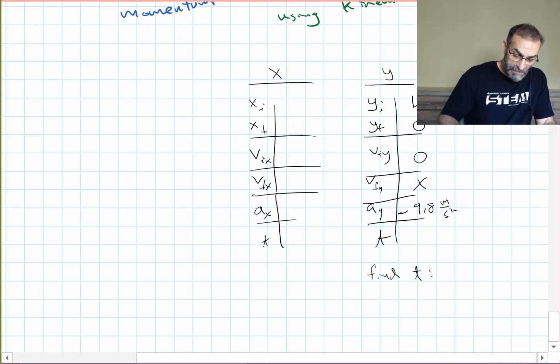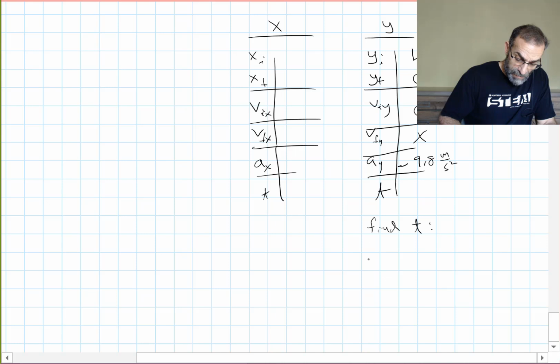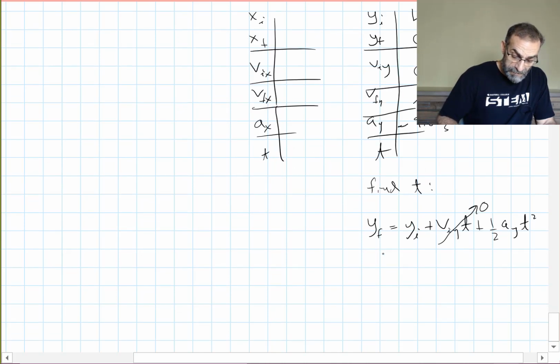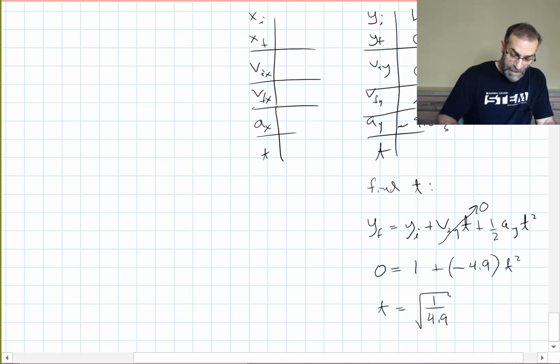Using an equation that's missing v final. So what would that be? Y final is y initial plus v initial t plus 1/2 at squared. V initial was 0. That's nice. We don't have to solve a quadratic. So we've got time.